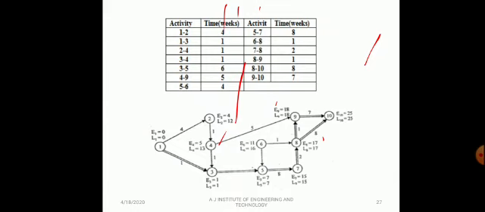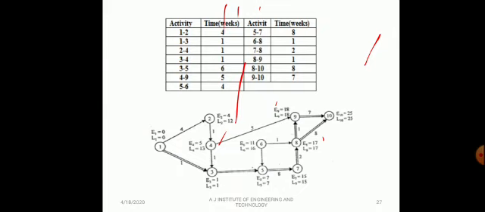18 will be considered because the maximum one is 18. From 18 plus 7, 25. Here 17 plus 8, that also is 25. Therefore, the earliest start time is 25. While coming back, you consider LS is also 25.